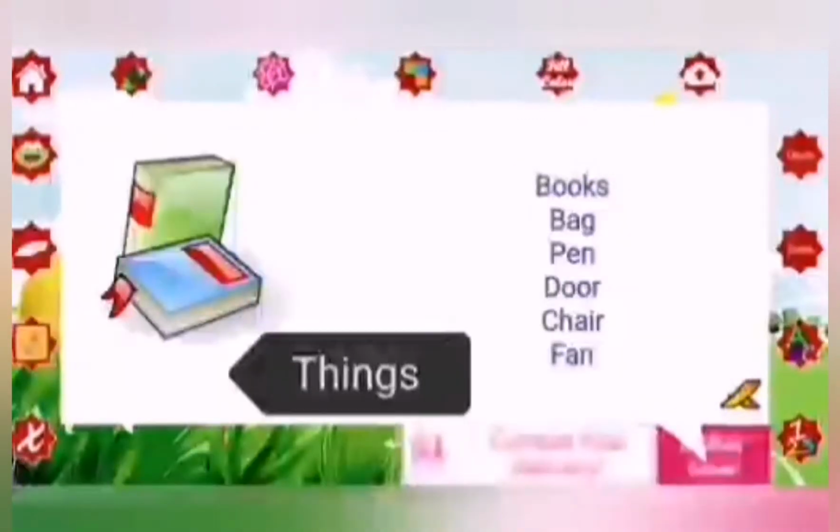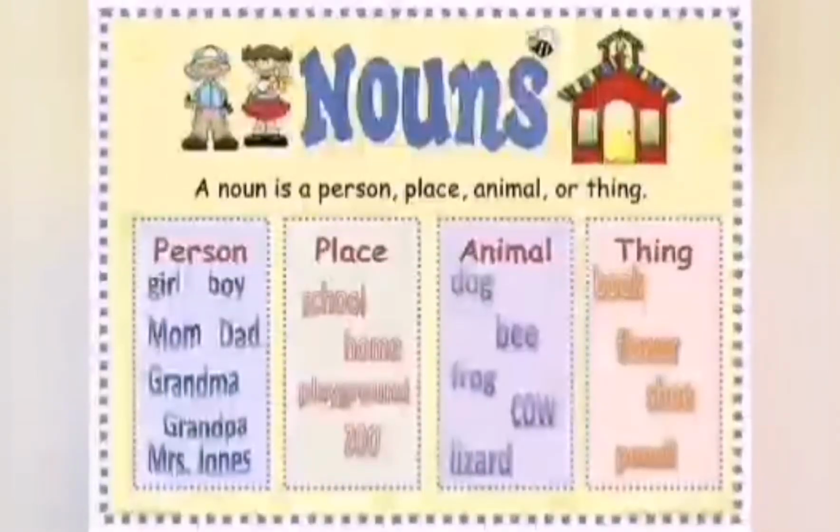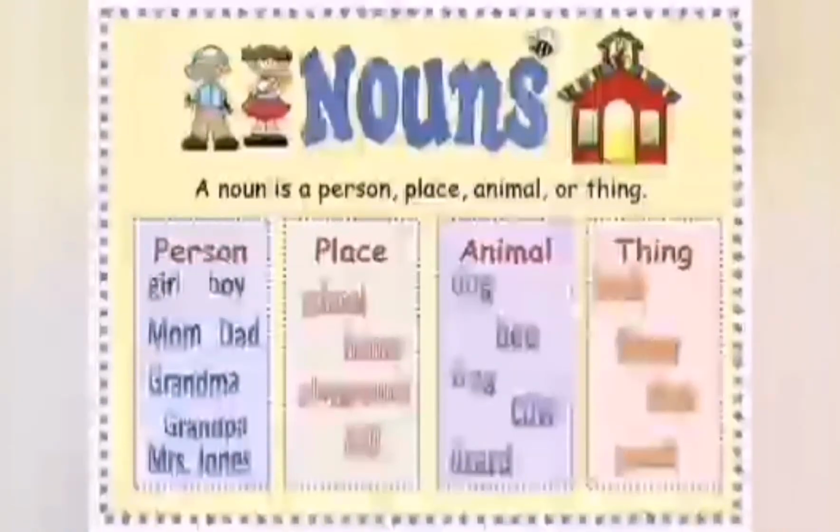Place: Pakistan, Sweden, Lahore, Karachi, Chakwal and Mangla. These are the examples of place. Things: books, bag, pen, door, chair, fan. You can also find more things around you. Let's have a look on some other examples of noun.